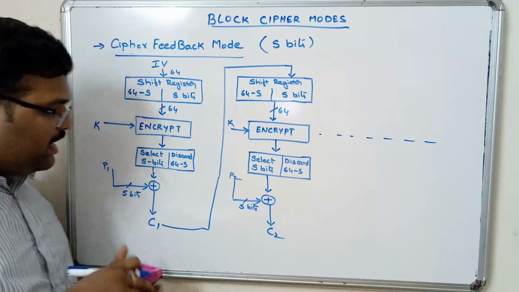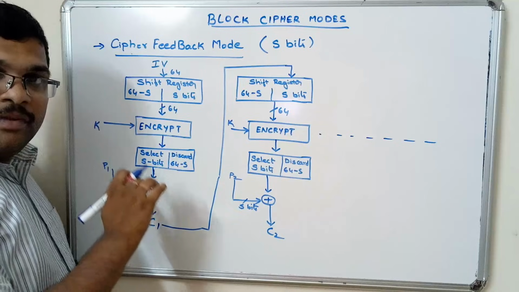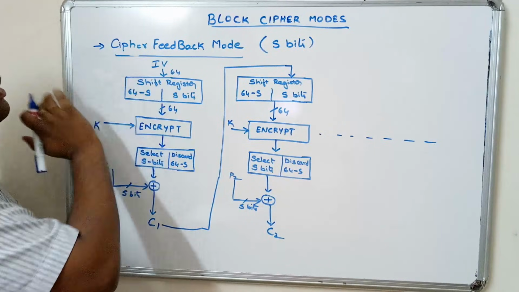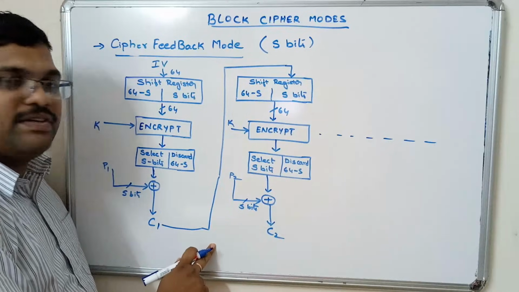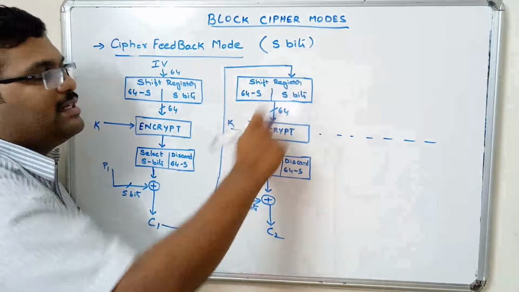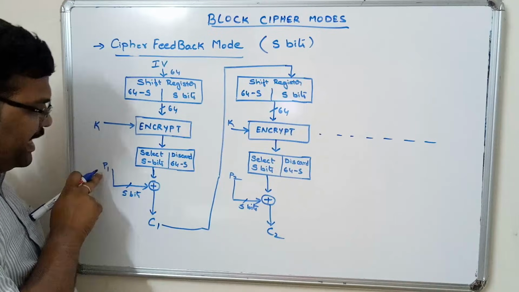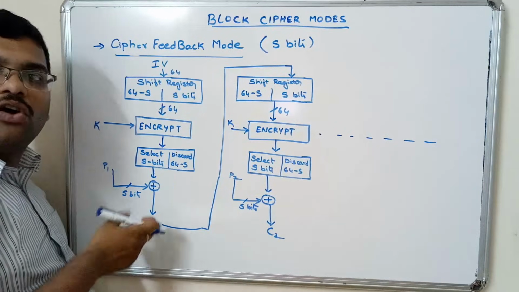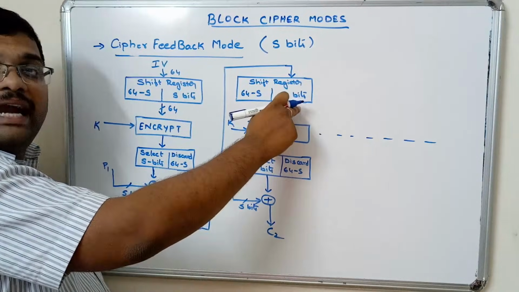So previously we were giving the output from the encryption algorithm, but in this mode we are giving the cipher feedback. That means we have to consider the ciphertext and add that ciphertext to the second block. So here the plain text is S bits, the ciphertext is also S bits, so the same S bits will be added here.